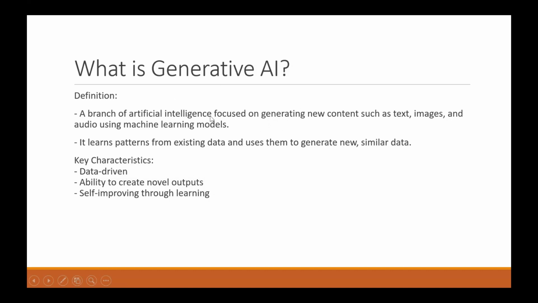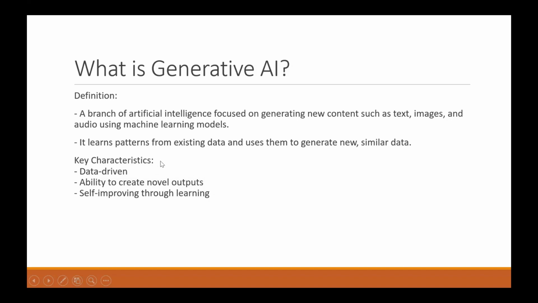For example, if you write a prompt to write an email in a generative AI tool, then it will basically write an email for you. So you just gave the prompt and it generated the content based on your prompt. So this is nothing but generative AI, and this is also one branch of artificial intelligence. It learns patterns from existing data and uses them to generate new and similar data.